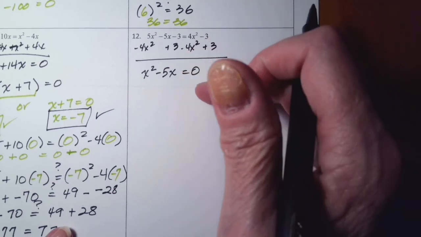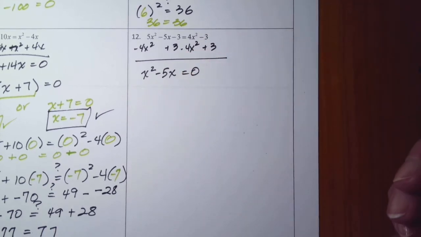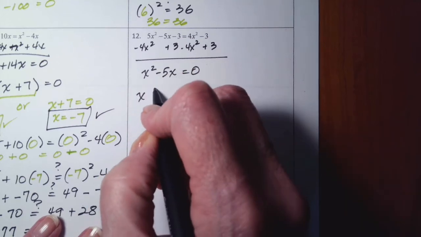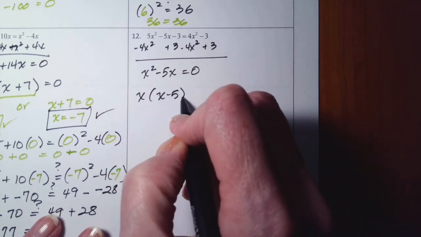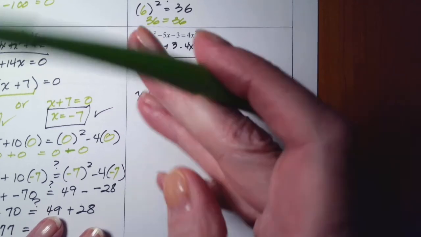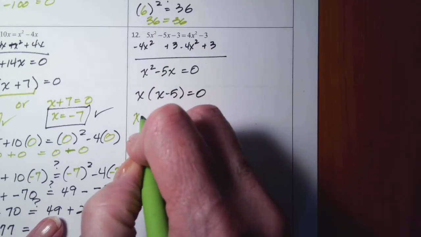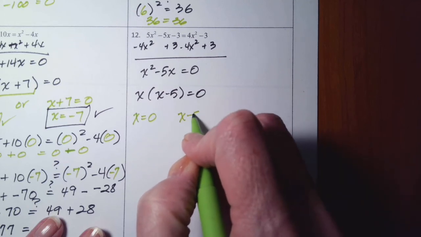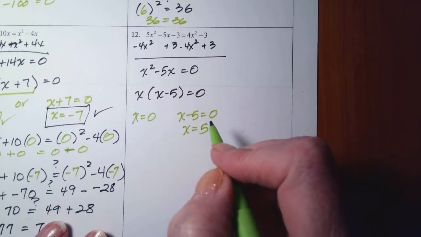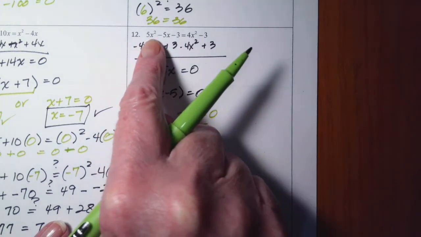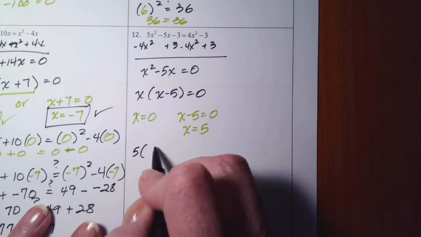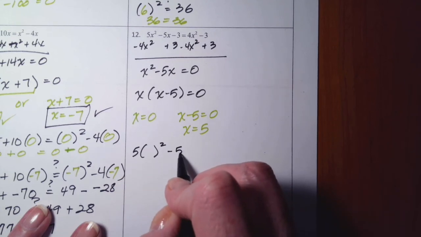So this looked really nasty. This is doable. Here I have an x in common to both of them, so I have x times x minus 5 is equal to 0. And we've actually done this one before, so I'm not going to spend a whole lot of time on it. So x equals 0, x minus 5 equals 0, or x equals 5. But now I want to check these values back into this original equation. So it's going to take me a while to write this.